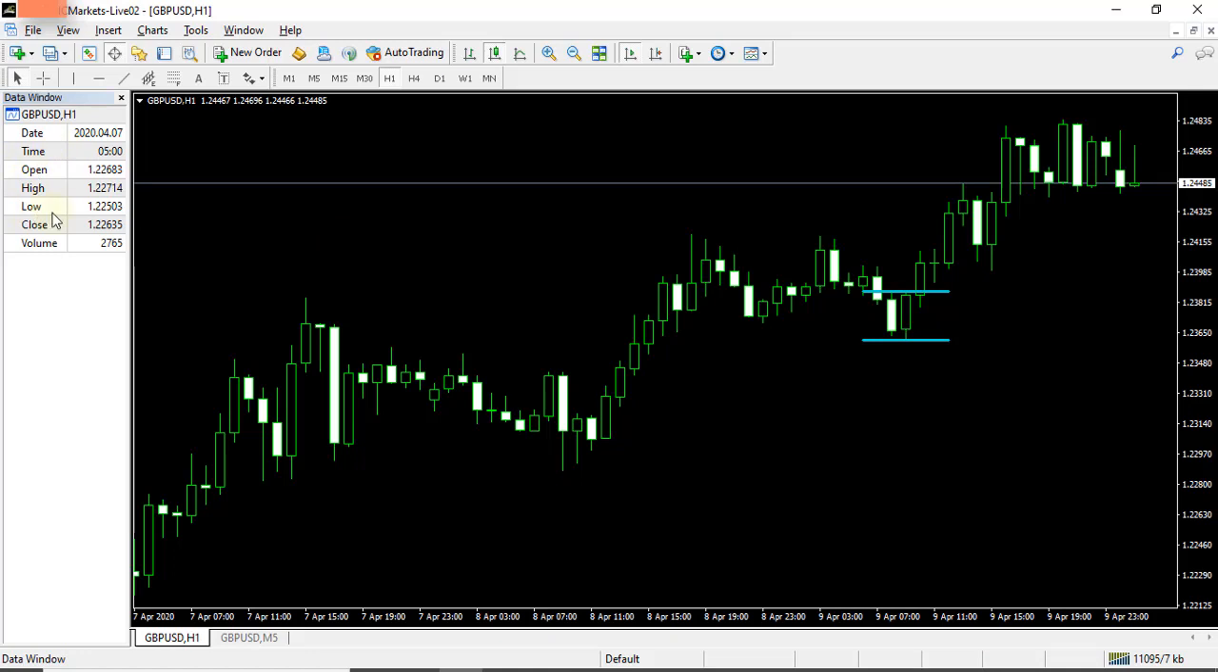If you keep looking at the data window here, when I put my cursor here, you'll see 9 o'clock. That is 9 o'clock my time, IC Markets time, the broker's time. So you draw a line above and below that candle, and then you go to 5 minutes to see what happened there.